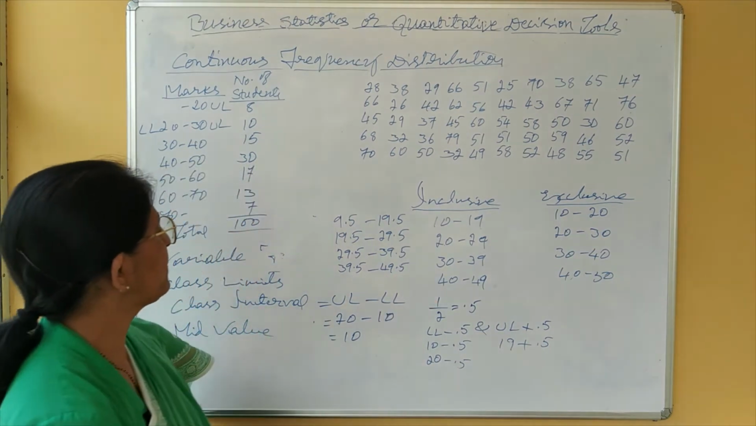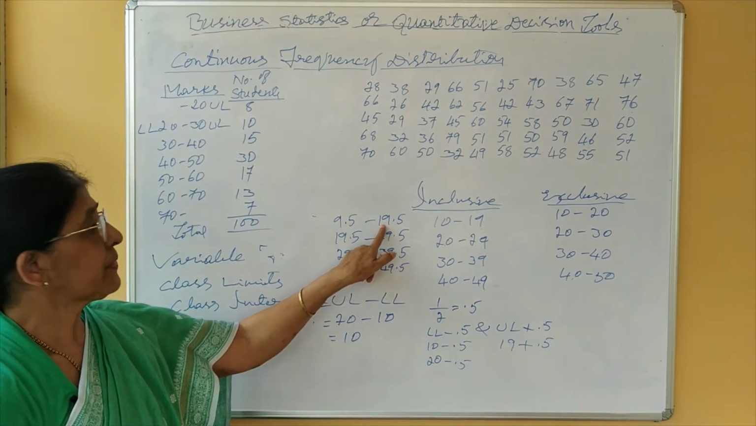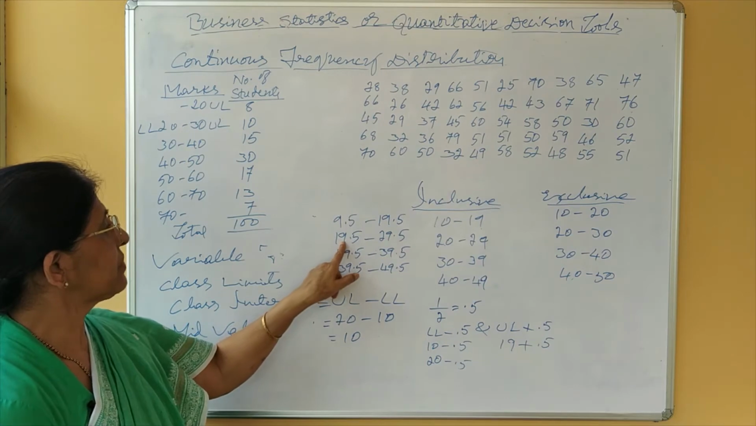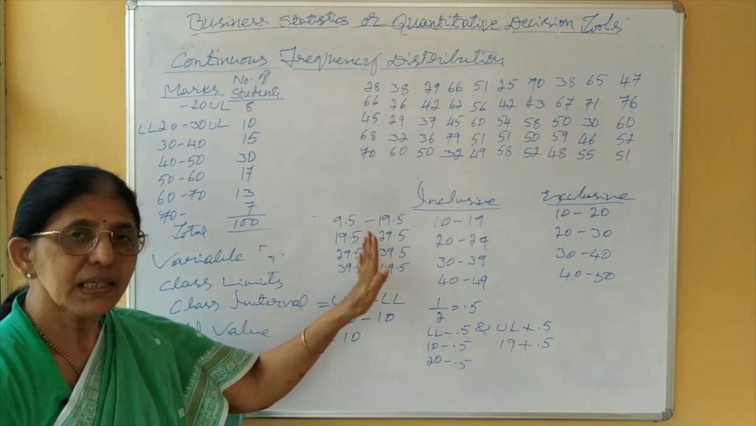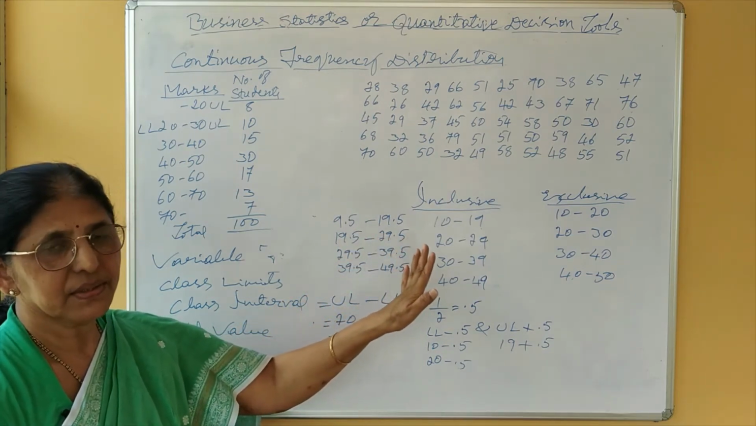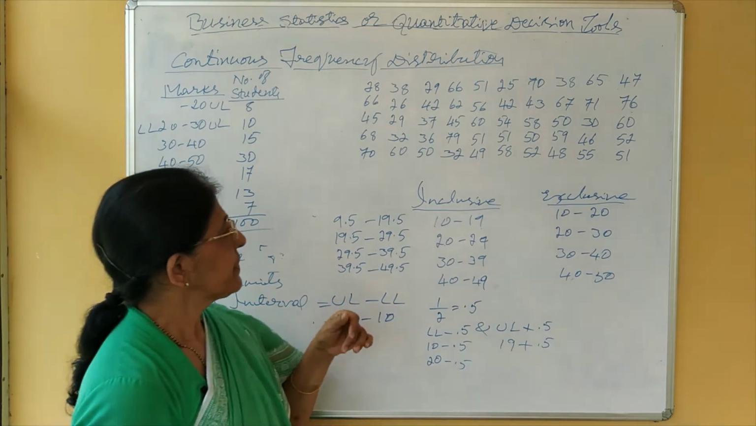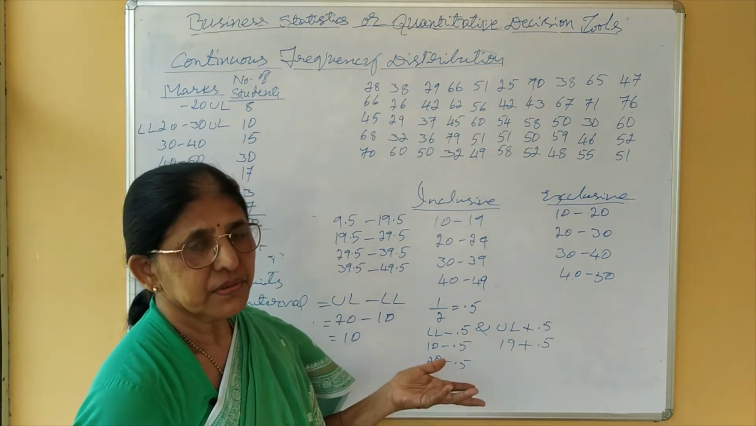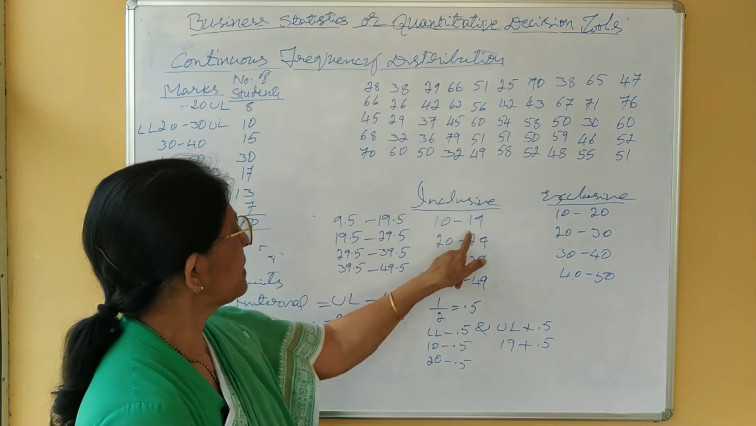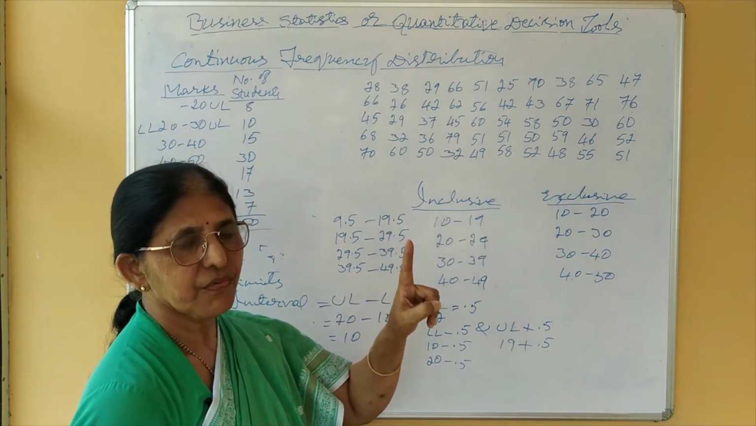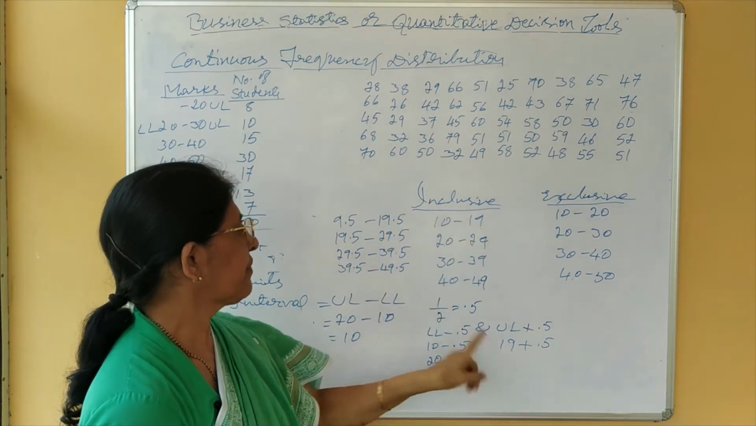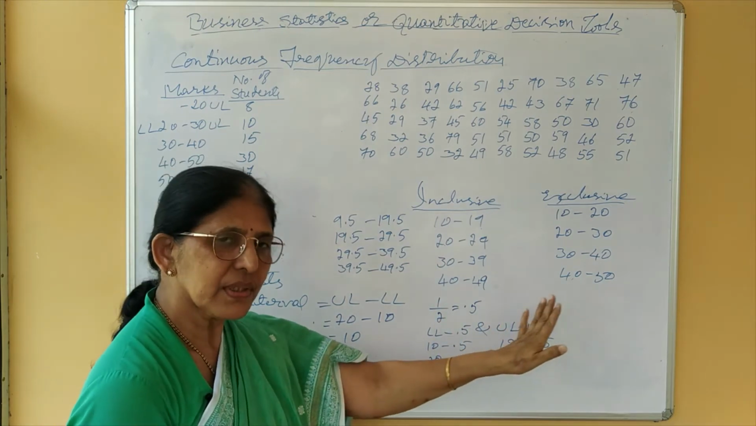49.5. Now you observe. Upper limit of the previous class is equal to the lower limit of the immediate next class. Now it has converted. Okay. Now you may have the doubt that here the jump is 1. You have taken half of that. Here you have to follow the same rule.